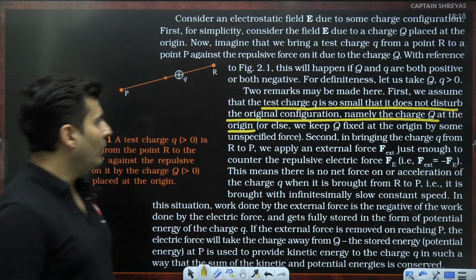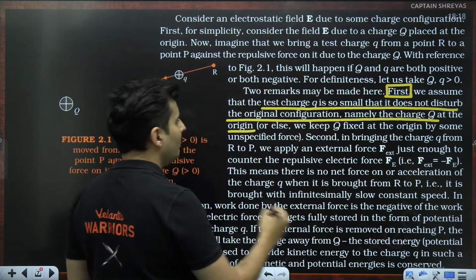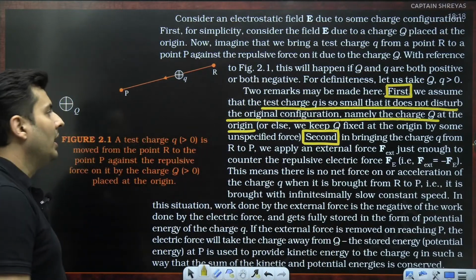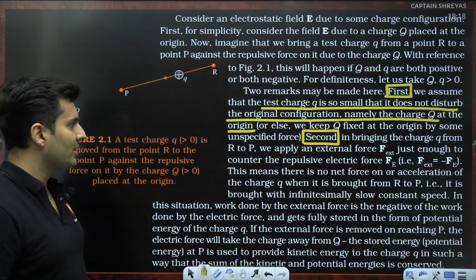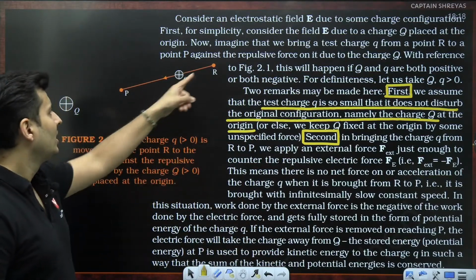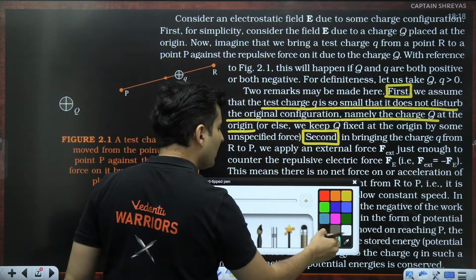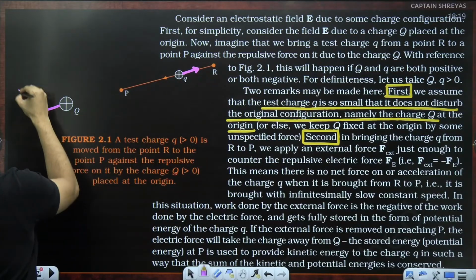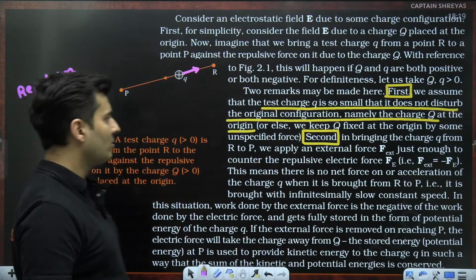Okay, second point, this was the first point. The second point is over here. If you are moving this test charge from this point to this point, you have to apply an external force or else it won't move, because these two hate each other. Remember, there is a repulsive force between them. This charge gets repelled by this charge. There is definitely some repulsion between them because they are like charges. That's what I have assumed.